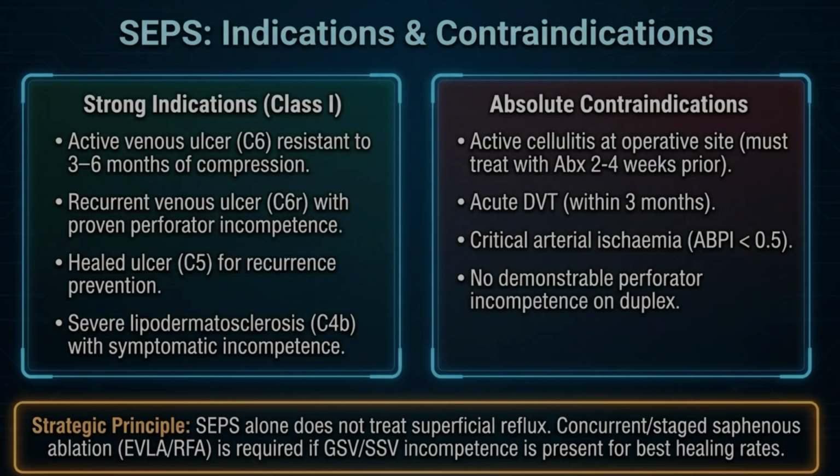The absolute contraindications are active cellulitis at the operative site, which must be treated with antibiotics 2 to 4 weeks prior; acute DVT within 3 months; critical arterial ischemia, ankle brachial pressure index of less than 0.5; and no demonstrable perforator incompetence on duplex. SEPS alone does not treat superficial reflux. Concurrent or staged saphenous ablation, EVLA or RFA, is required in GSV or SSV incompetence if present for best healing rates.